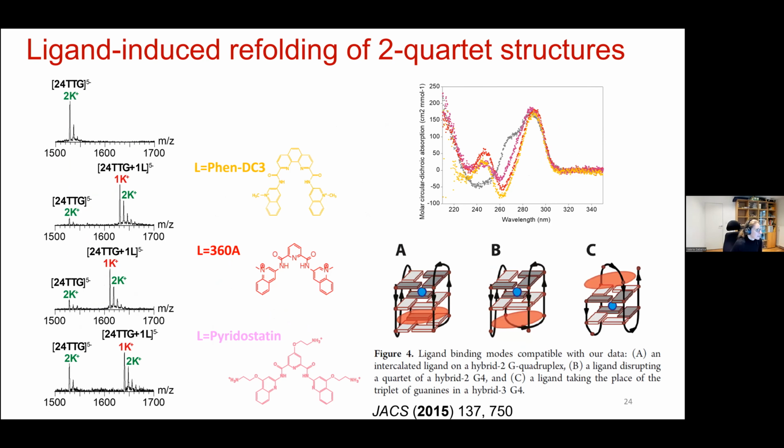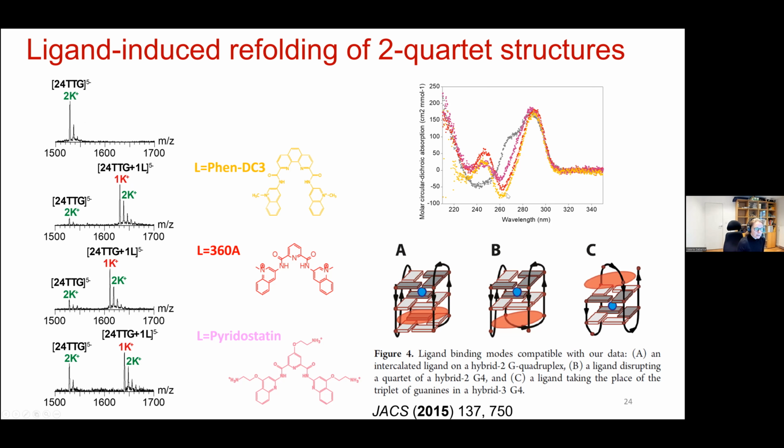And the final example is also well known. It's actually the opposite. When we bound the ligand, we saw the ejection of a potassium ion. And actually, the surprise came because it's some of the most widely used ligands, like FANDC3 or 360A or pyridostatin. You start with a telomeric G-quadruplex. It has a very stable hybrid 1 structure, but when you bind the ligand, the peak that is most intense has only 1 potassium, not 2. So it has 2 quartets, not 3.